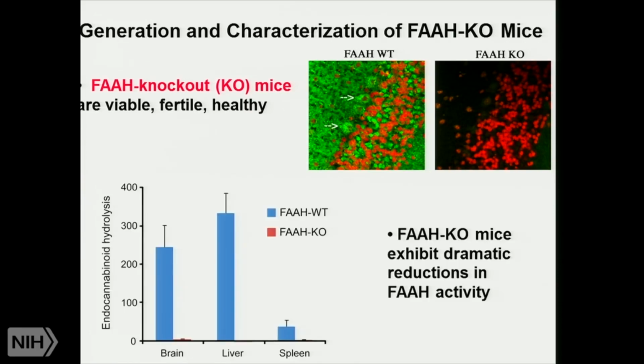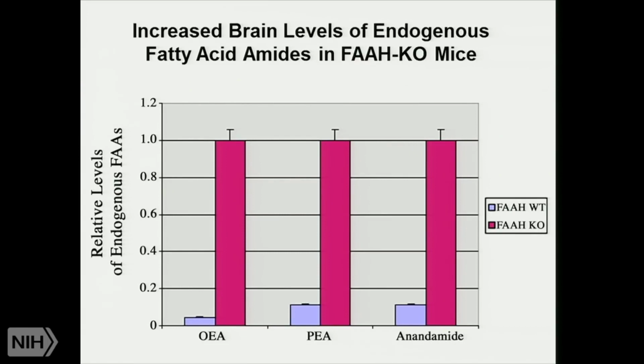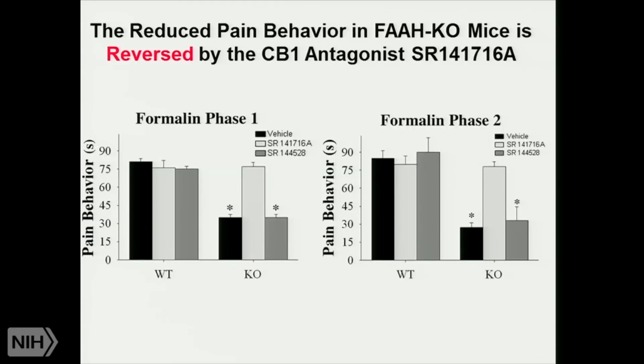But when you look in the nervous system of these animals, you see that they have highly reduced hydrolytic activity for the endocannabinoid anandamide and highly elevated concentrations of anandamide and other fatty acid amides. So this is an interesting case where even though the animals appear normal, they have a massive basal change in their neurochemistry, that being elevations in the endocannabinoid anandamide and a variety of other fatty acid amide lipids which have their own signaling functions, not through cannabinoid receptors.